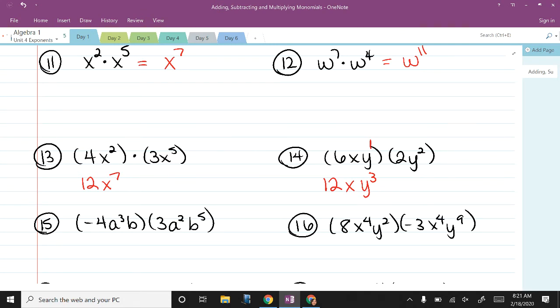All right. So first I multiply my coefficients. What's negative 4 times 3? Negative 12. And then I've got a's. So what do I do with these a's? Add the exponents. What's 3 plus 2? a to the 5th power. And what the heck? Did y'all see my stuff just disappear?